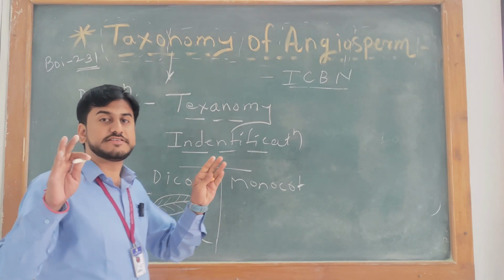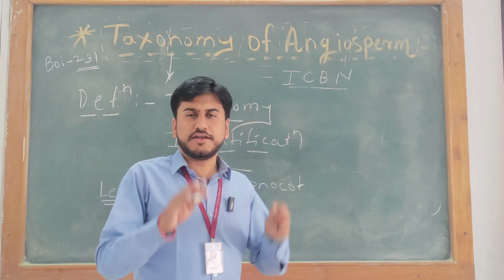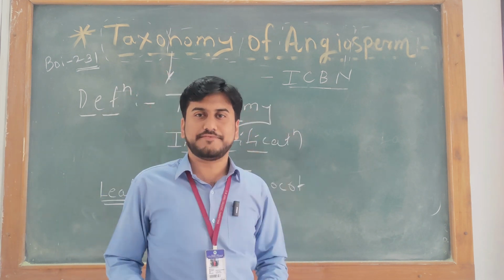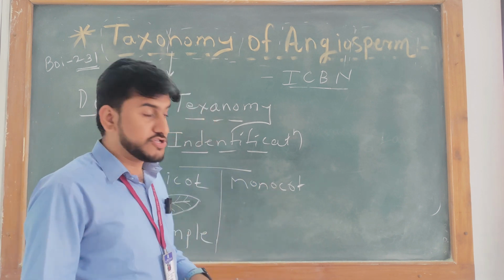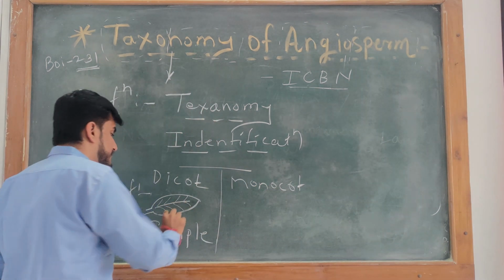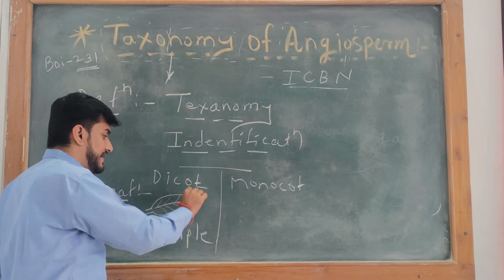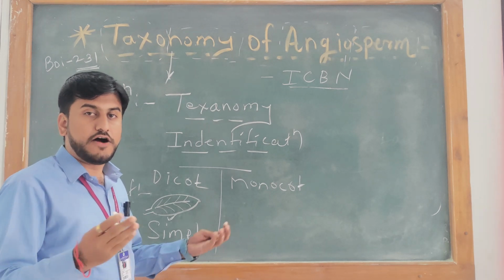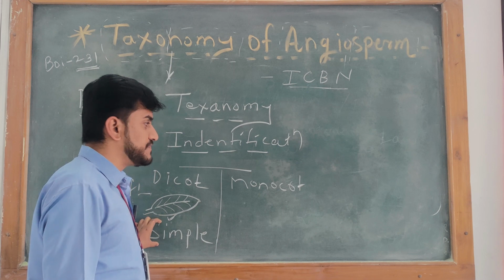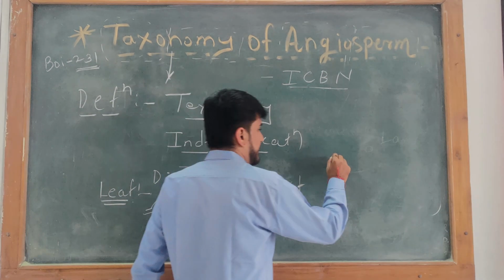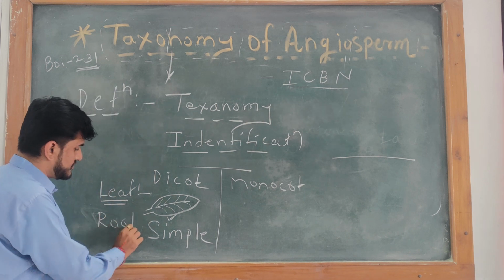You have to observe the simple type of leaves, but there is some problem. You cannot observe the root of the plant because the root is present in the underground portion. So from the leaf you identify the root. How is it possible? In the dicot plant there is the presence of simple type of leaf, and about the root system, the second criteria is root.